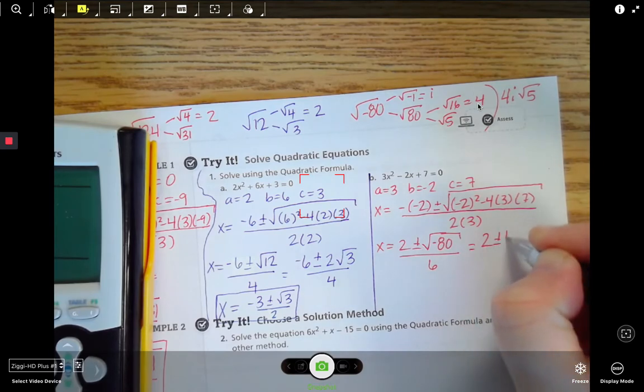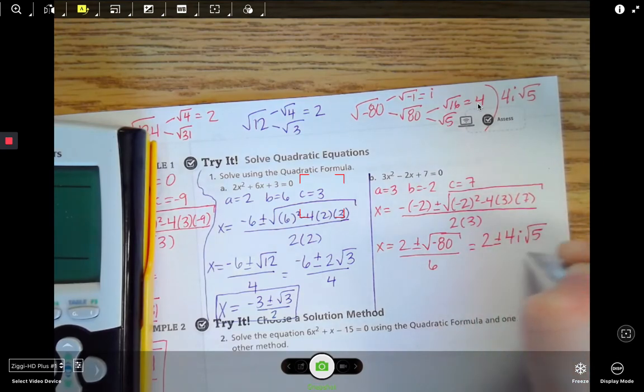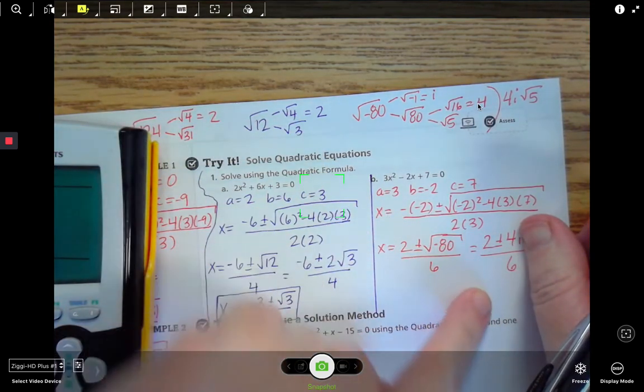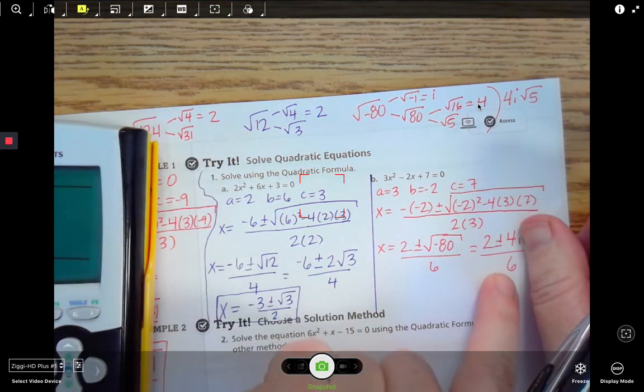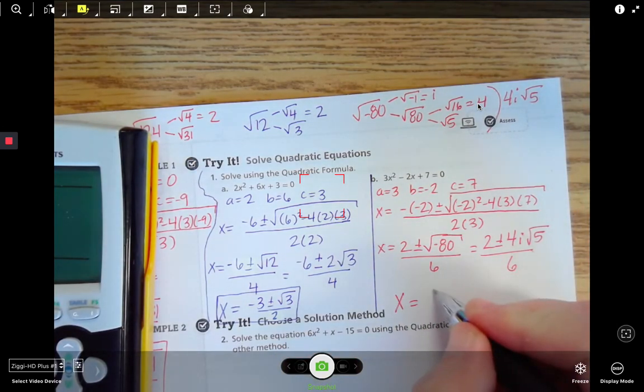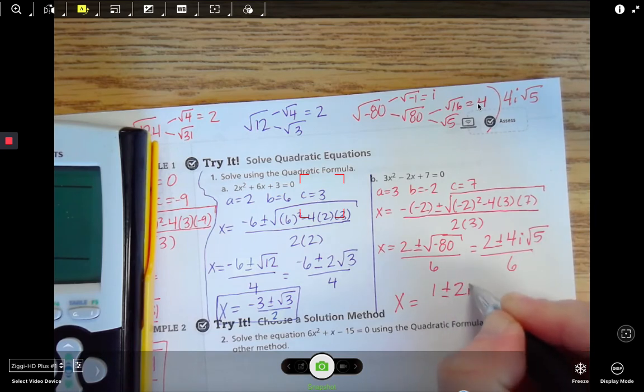2 plus or minus 4i times the square root of 5 over 6. We're not worried about what's underneath the radical when I look to see if these can be simplified. 2, 4, and 6 all do have something in common, and that's a 2. So my answer is 1 plus or minus 2i times the square root of 5 over 3.